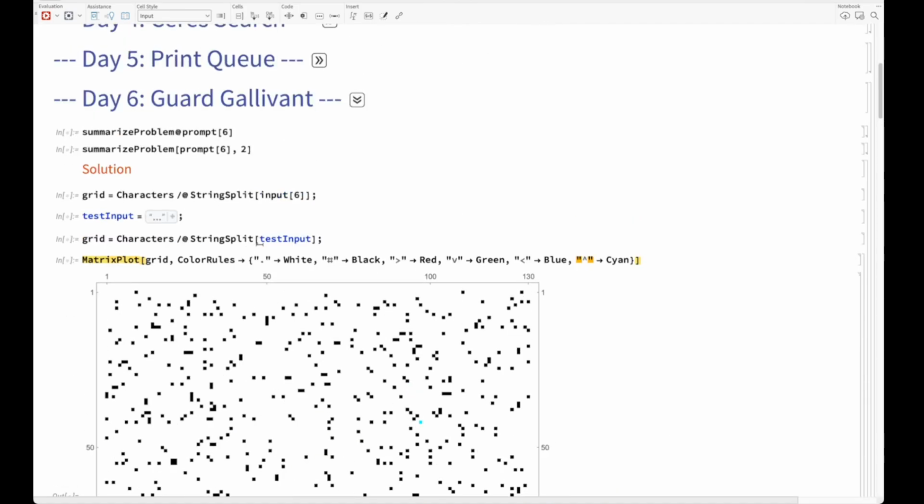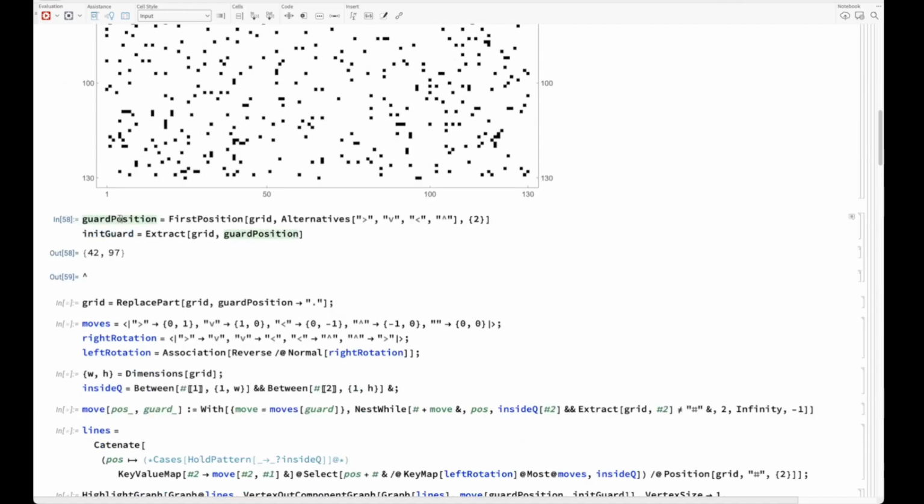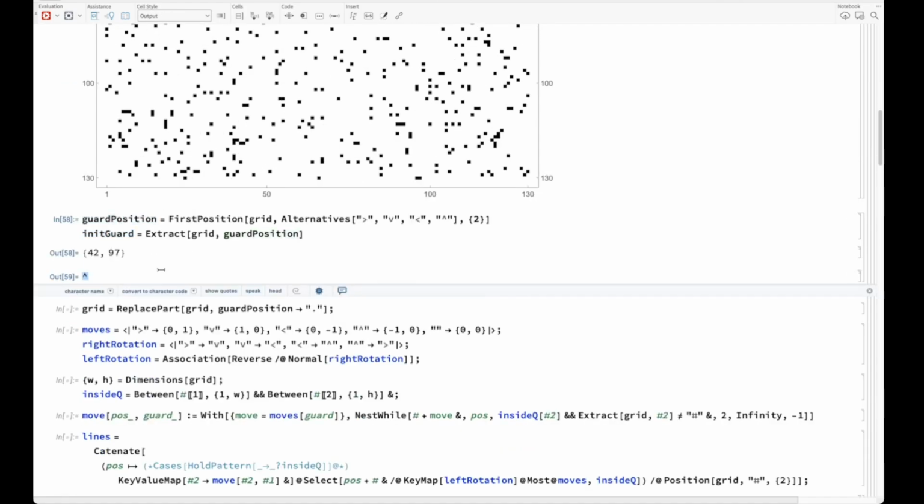Let me see. Let me parse this and see if it works. So this is the initial guard position. This is his initial direction.